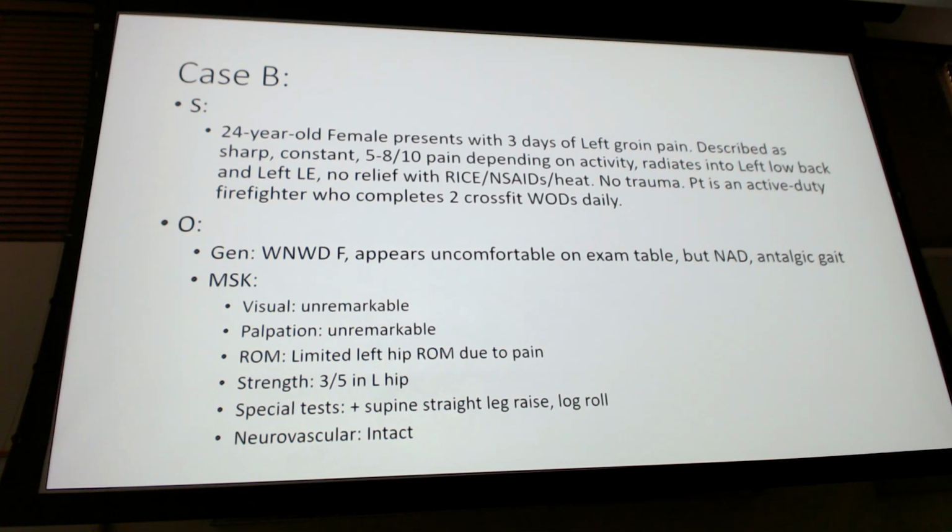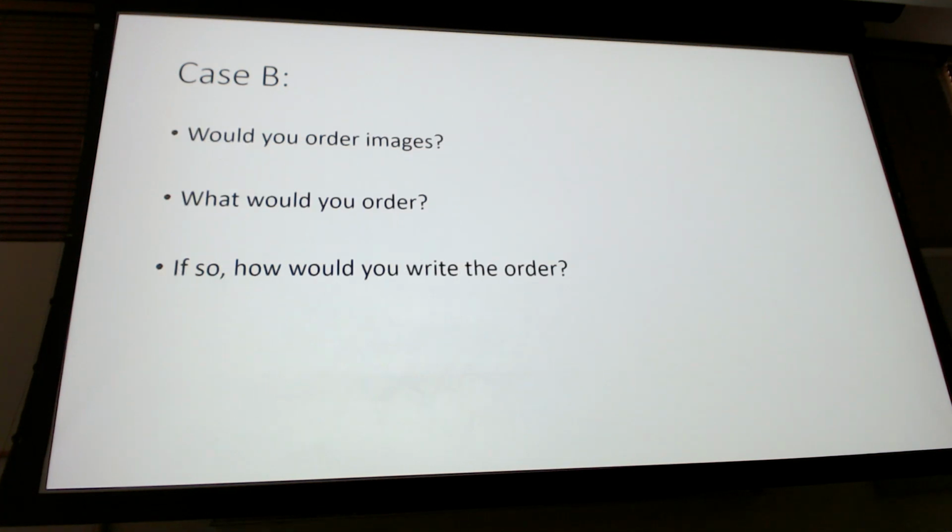Visual exam is unremarkable. Palpation is unremarkable. Limited left hip range of motion due to pain. 3 out of 5 strength in the left hip. Positive straight leg raise. I think we're learning that in front skills. Yeah, maybe. Not sure. Neurovascularity intact. Are you going to order images?